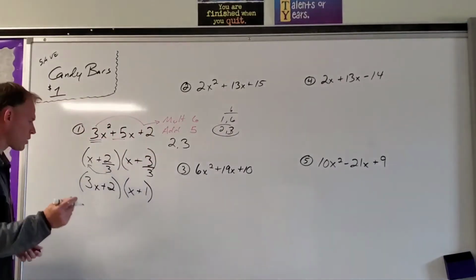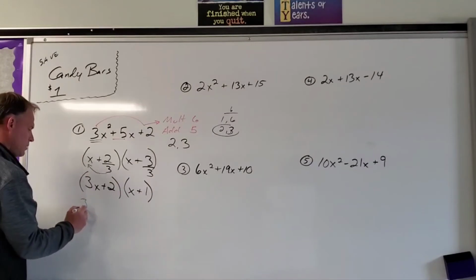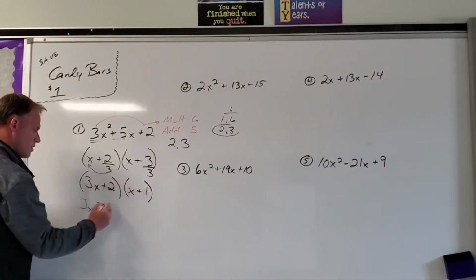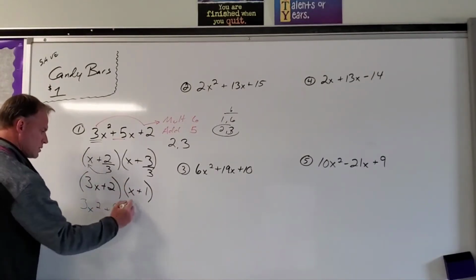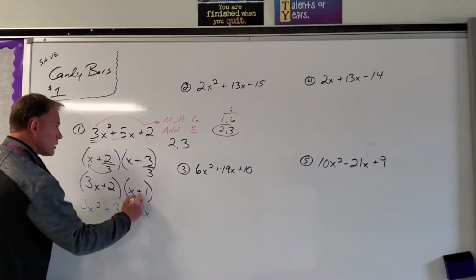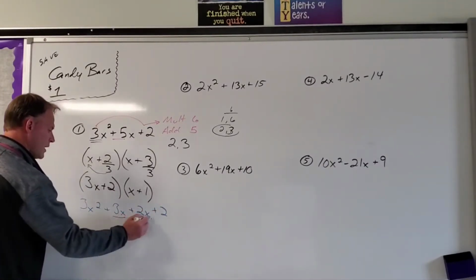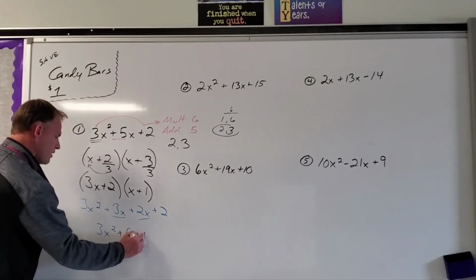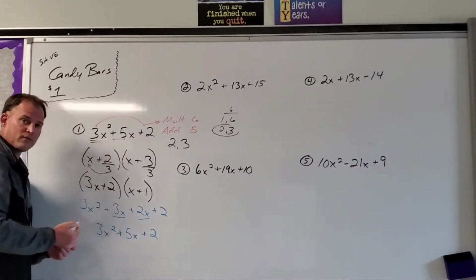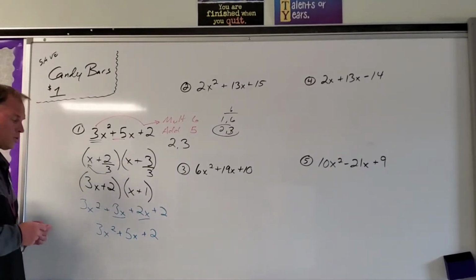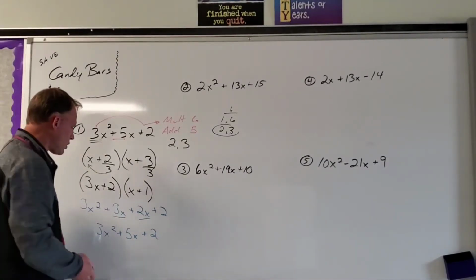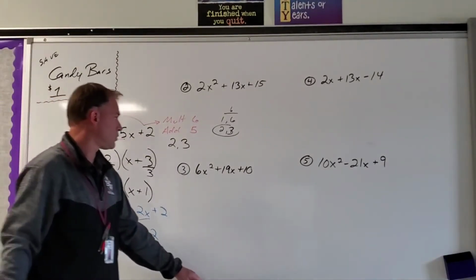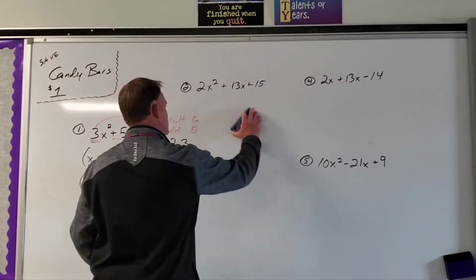Again, you can check your work like this. This times this would be 3x squared plus 3x plus 2x plus 2. Combine the like terms in the middle. 3x squared plus 5x plus 2. So you don't have to do that every time. I'm just showing you that it works. So, let's do it again.